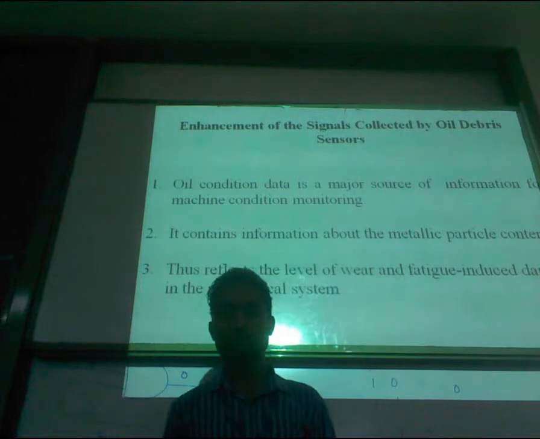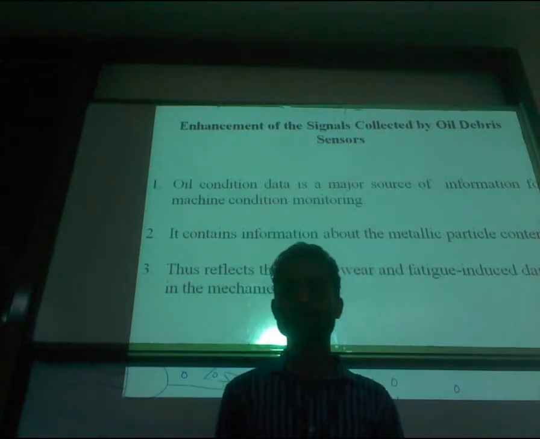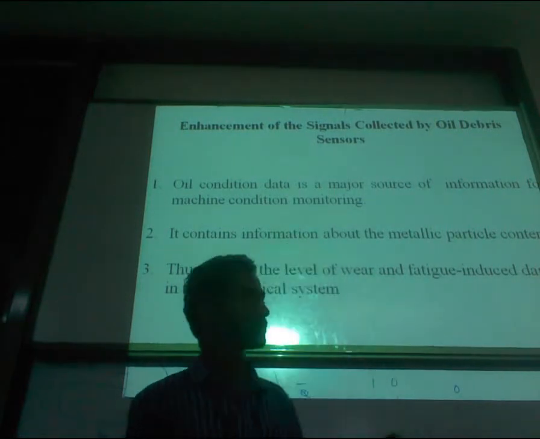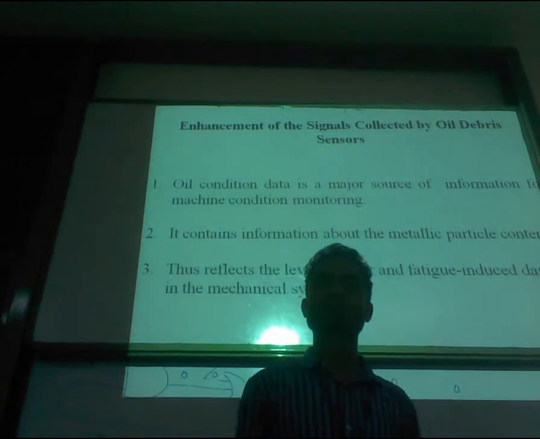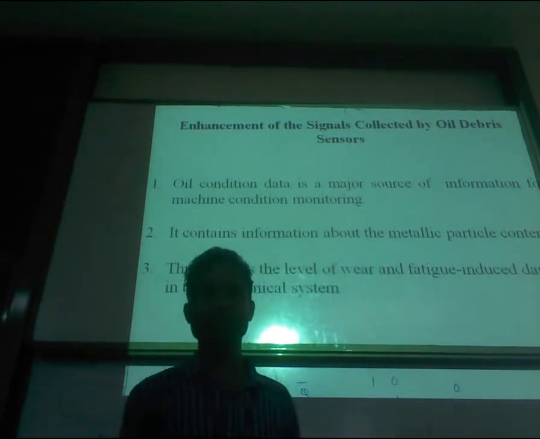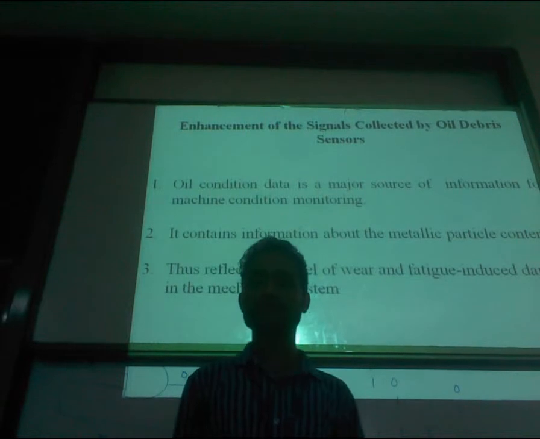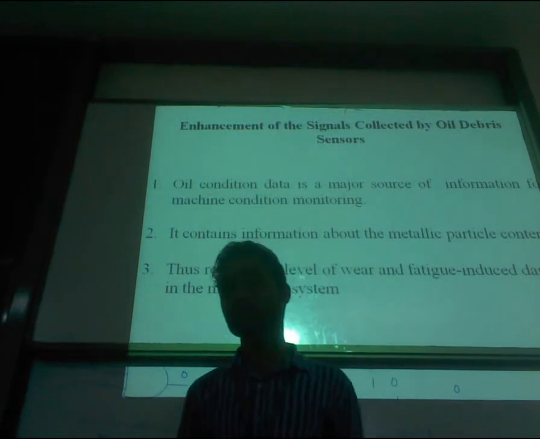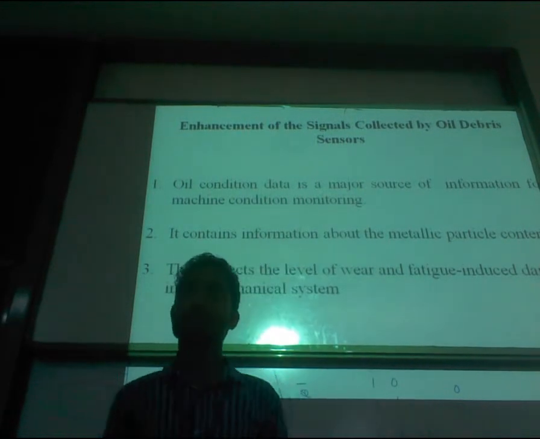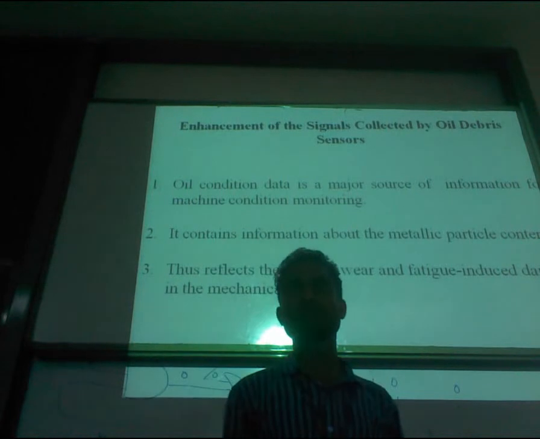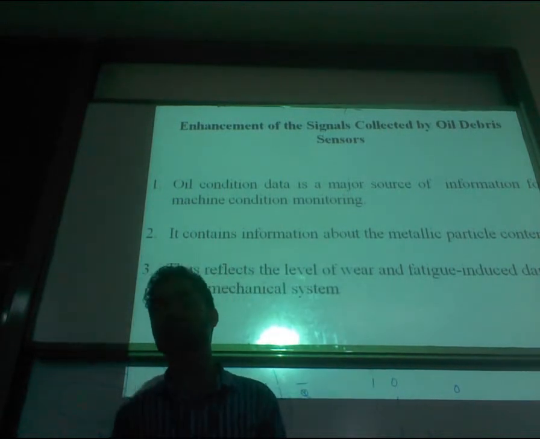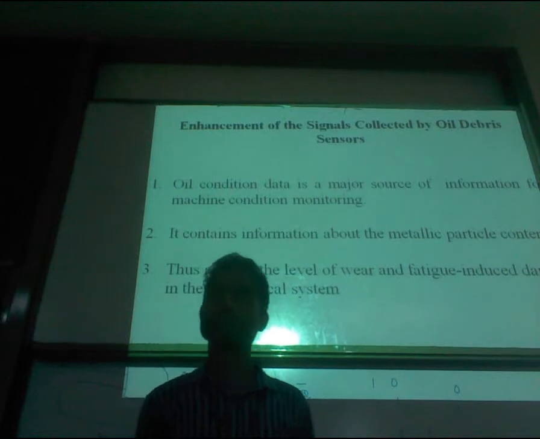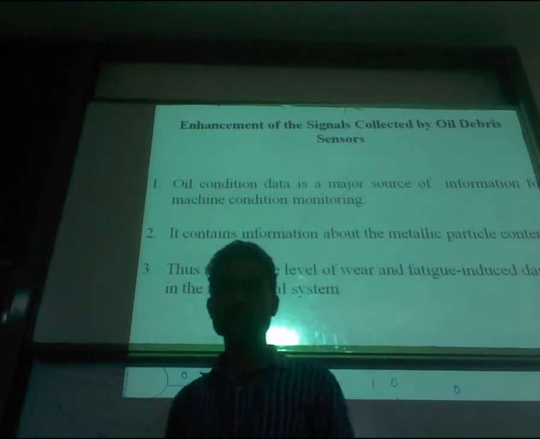engine. It contains the information about metallic particle content, because whatever signal we get is all about the debris present inside the engine. Thus it reflects the level of wear and fatigue and the damage of the mechanical system. The signal indicates what damage takes place inside the engine. That's why we need to rectify the signal which we get from the oil debris sensor.